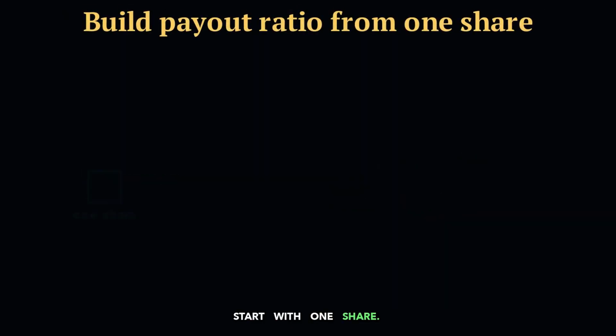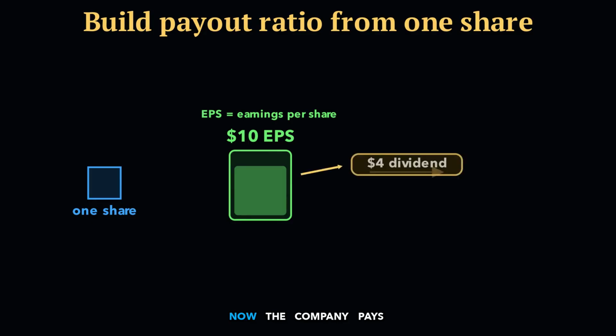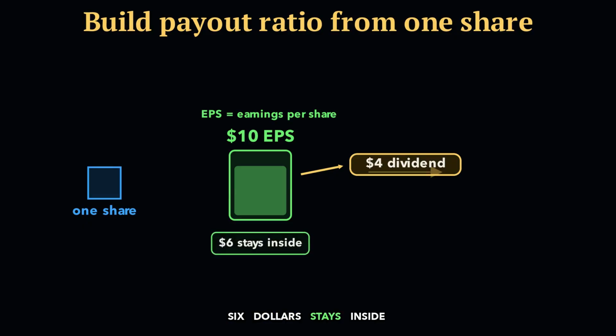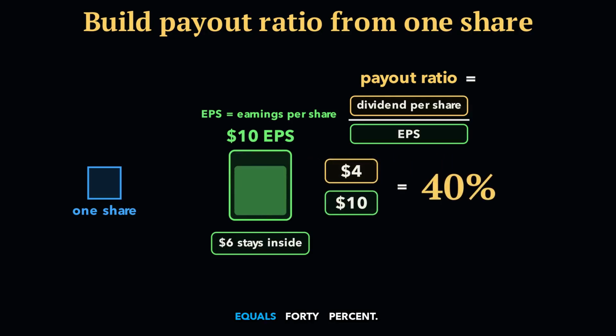Start with 1 share. For that 1 share, the company earns $10. That is EPS, earnings per share. Now, the company pays a $4 dividend per share. So $4 leaves the business. $6 stays inside the business. The payout ratio is dividend per share divided by earnings per share. 4 divided by 10 equals 40%.